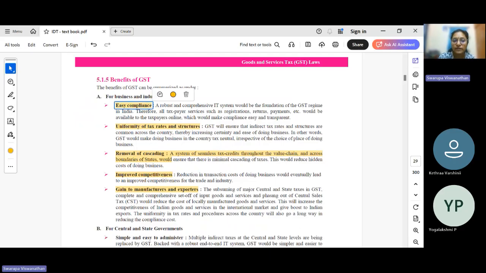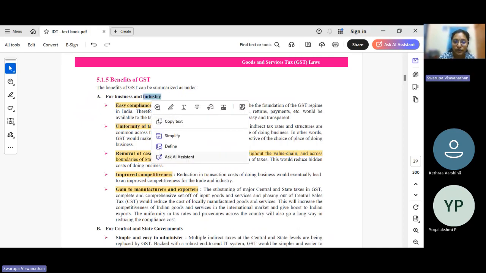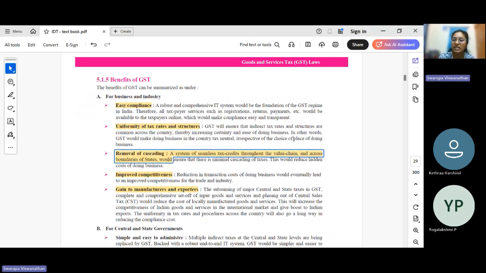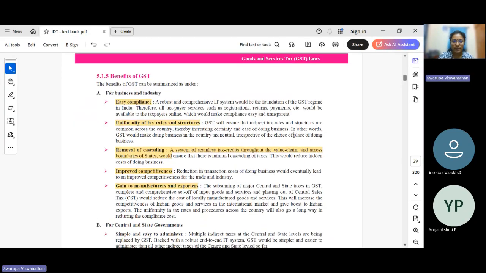It helps in the ease of compliance. Uniform tax structures are there, which is a benefit for the business because, again, ease of doing business, removal of cascading effect of tax. It increases competition because of reduction in transaction cost, tax on tax is not there. So you can give a better rate. When you offer a better rate, it helps to grow the business. When business grows, competition grows. So it helps in improved competition. Gain to manufacturers and exporters.